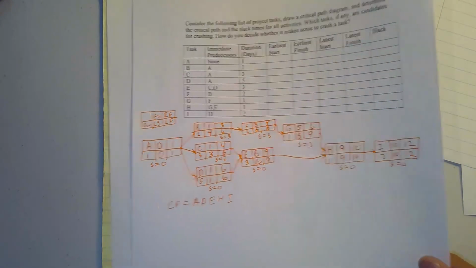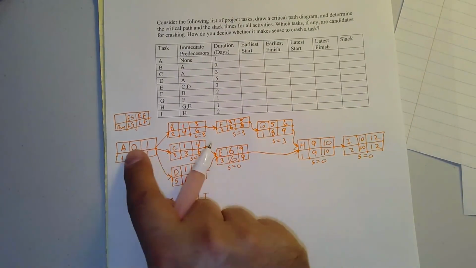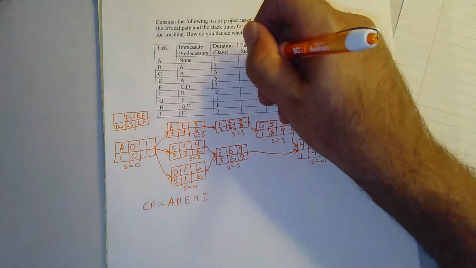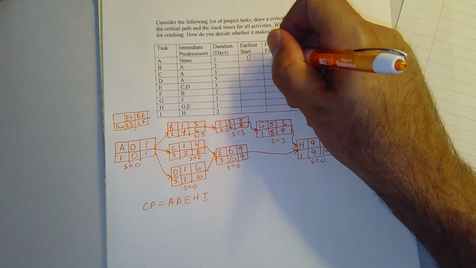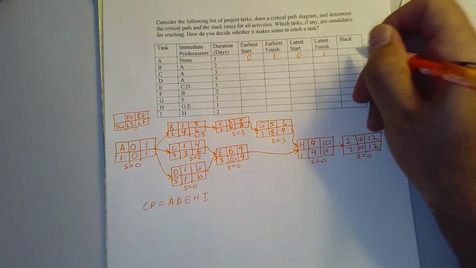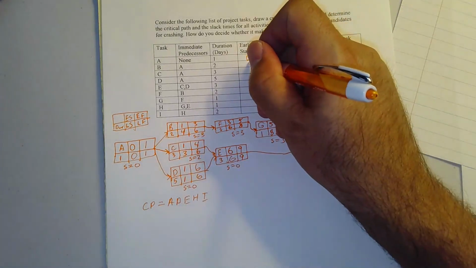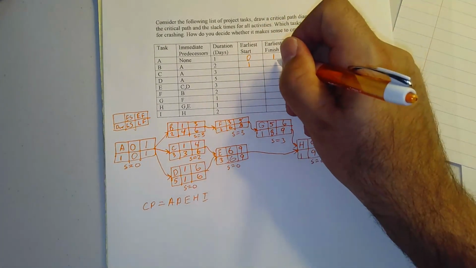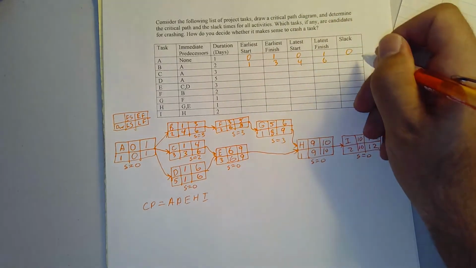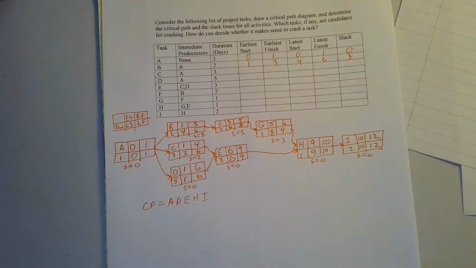Here's another network. And if I wanted to, I could transfer all of these numbers up here. So for task A, we had an early start of 0, an early finish of 1, a late start of 0, a late finish of 1, and the slack was equal to 0. For task B, we had an early start of 1, an early finish of 3, a late start of 4, a late finish of 6, and the slack was equal to 3. And I could transfer all of that, but I'm not going to make you watch all of that.